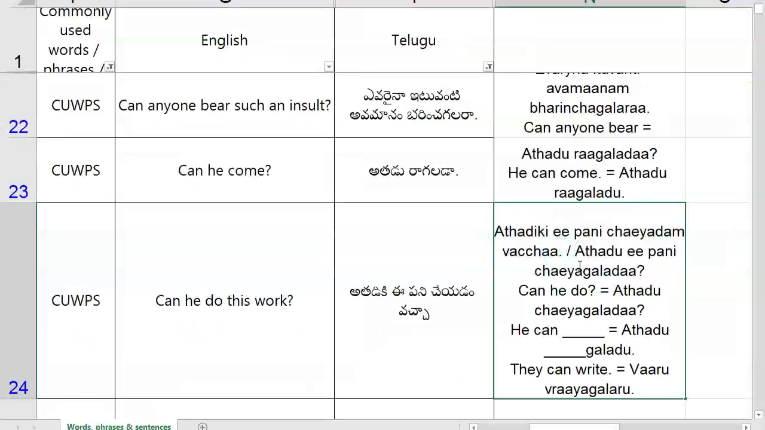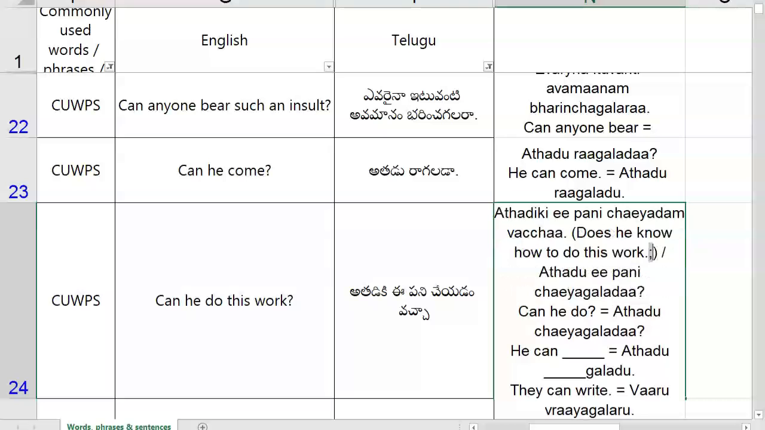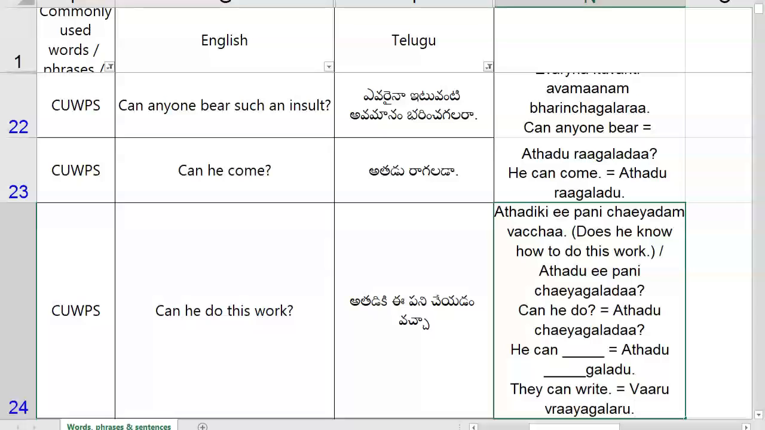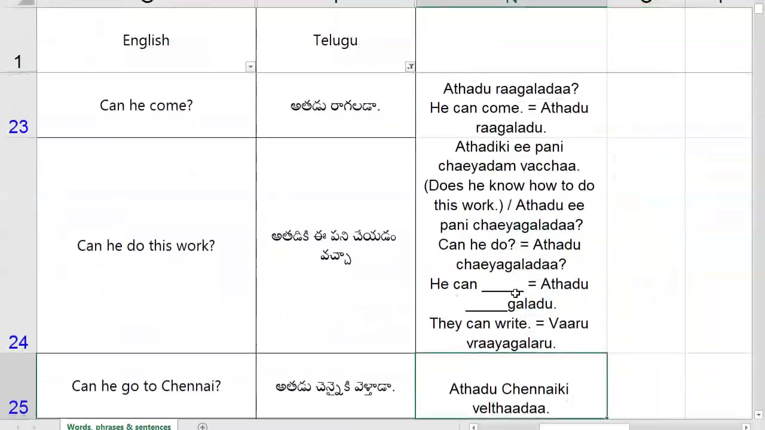It also means does he know how to do? Does he know how to do this work? So we used this sentence meaning to translate this one, but you can also use the word to word translation, that is అతడు ఈ పని చేయగలడా? Can he do this work? Can he go to Chennai means అతడు చెన్నైకి వెళ్ళ.